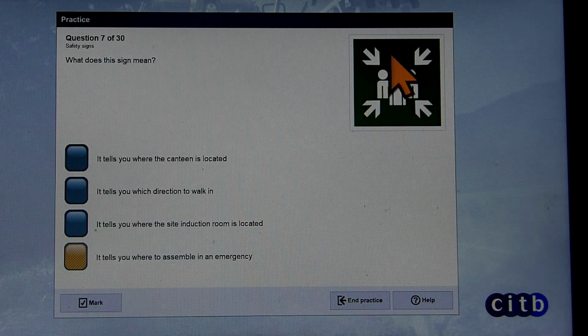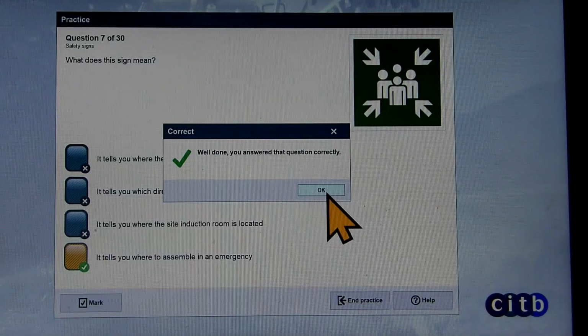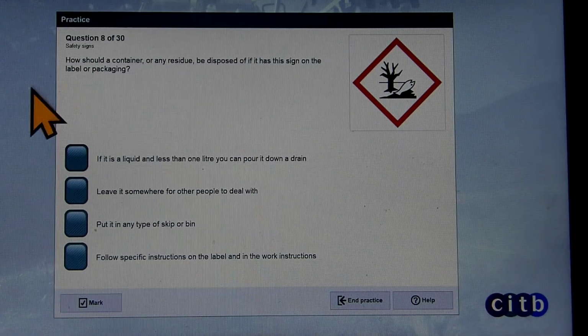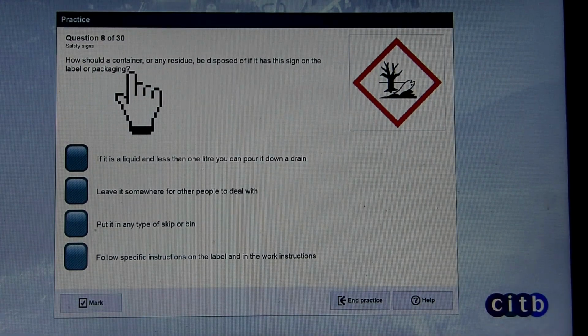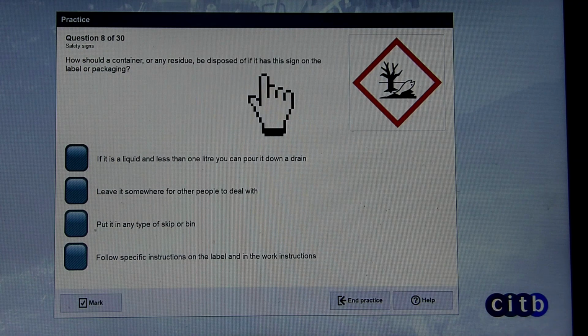That's a green, which is the safest place. We need to go to the safe place, and then we need to assemble there during an emergency. So the answer is this one. Very good. Well done.